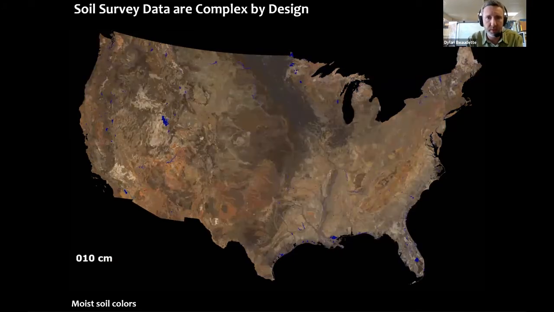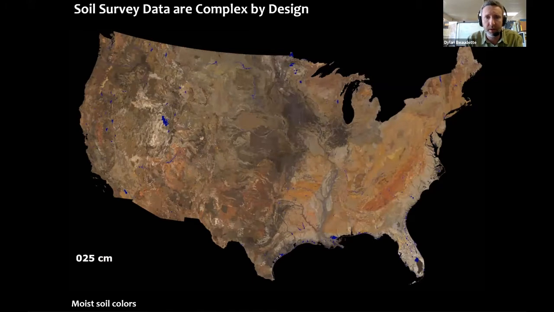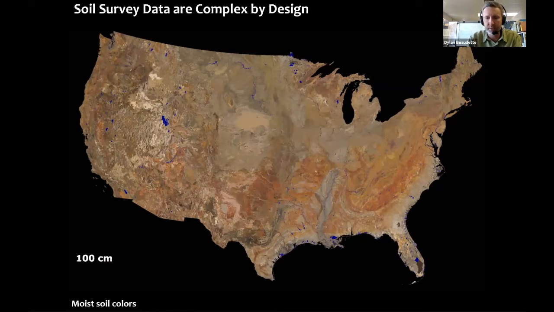So just as a quick note, this is soil color. These are essentially hand-drawn maps here. This is not remotely sensed data.